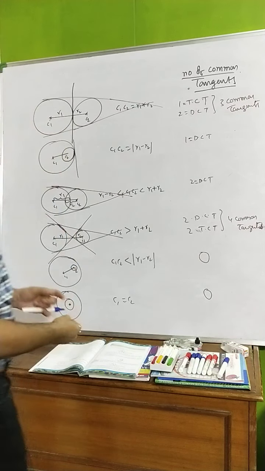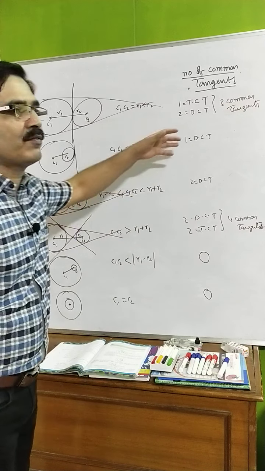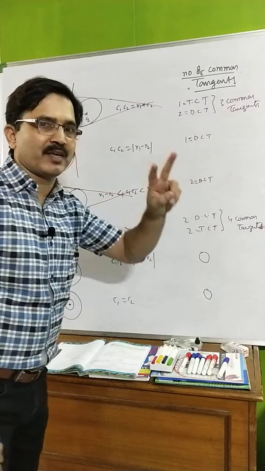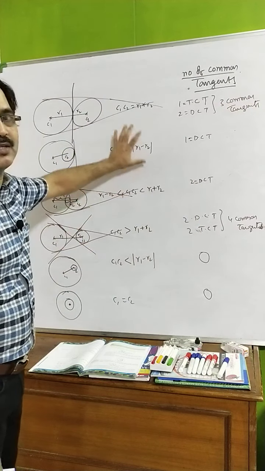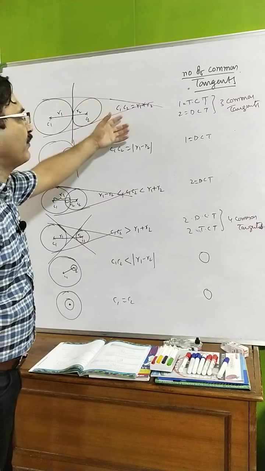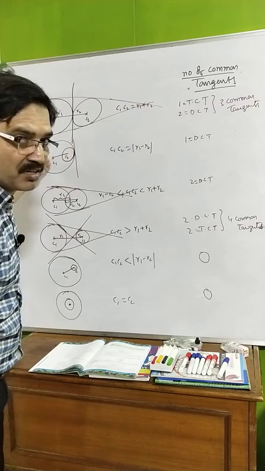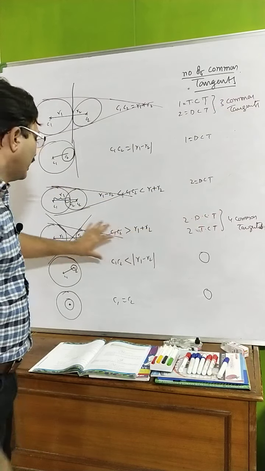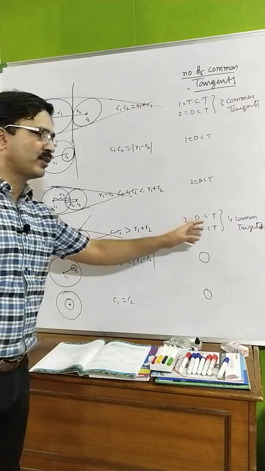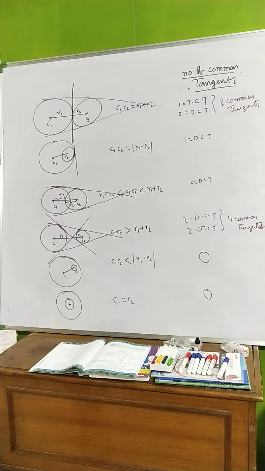See, the position of the circles. So if anybody asks you how many common tangents are going to exist by giving 2 circles, you are supposed to use this condition only. If you identify their position: they touch externally, then directly 3; they touch internally, then directly 1; they cut, then 2; and they are away from each other, then 4 common tangents are going to exist. This is the rule. With the help of this we can identify.